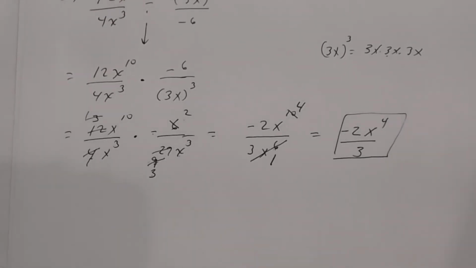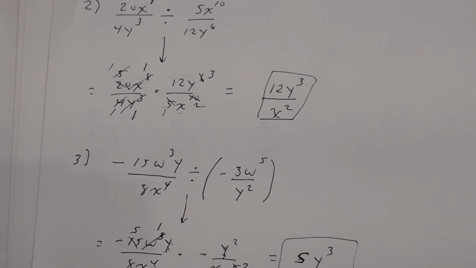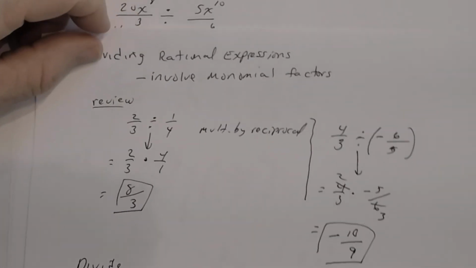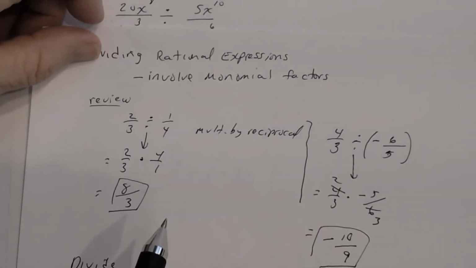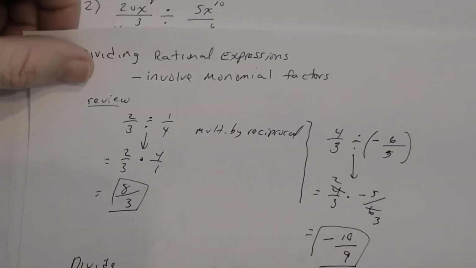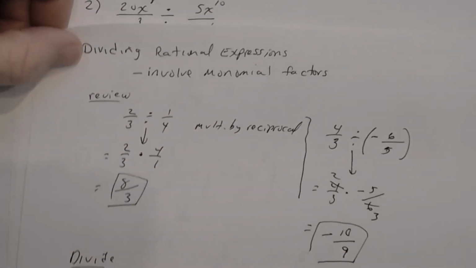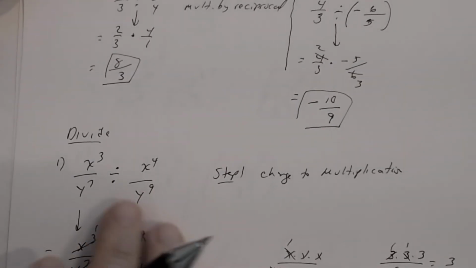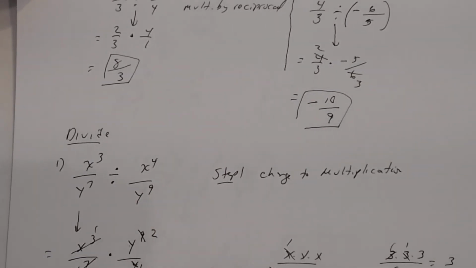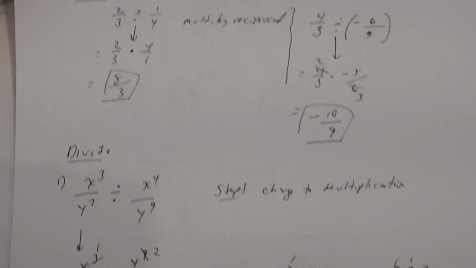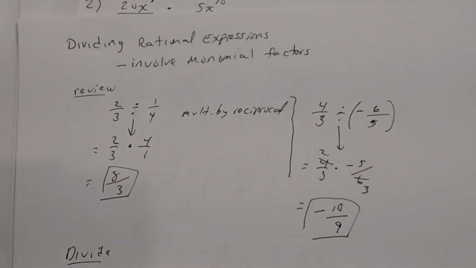So that is our lesson on dividing rational expressions which involve monomial factors. In the next lesson, we're going to look at dividing rational expressions that do not involve monomial factors. So those are going to be polynomials with 2 or more terms. Okay, so that's the end of this lesson.